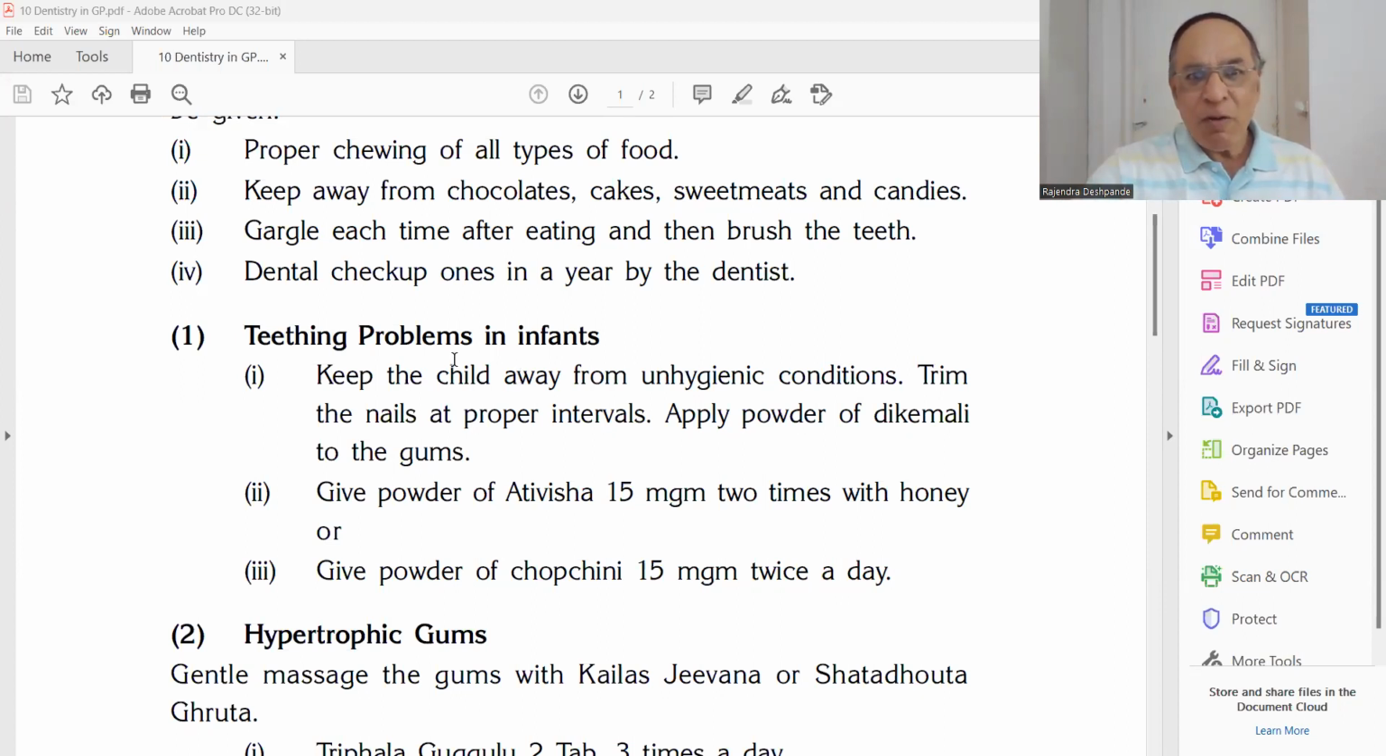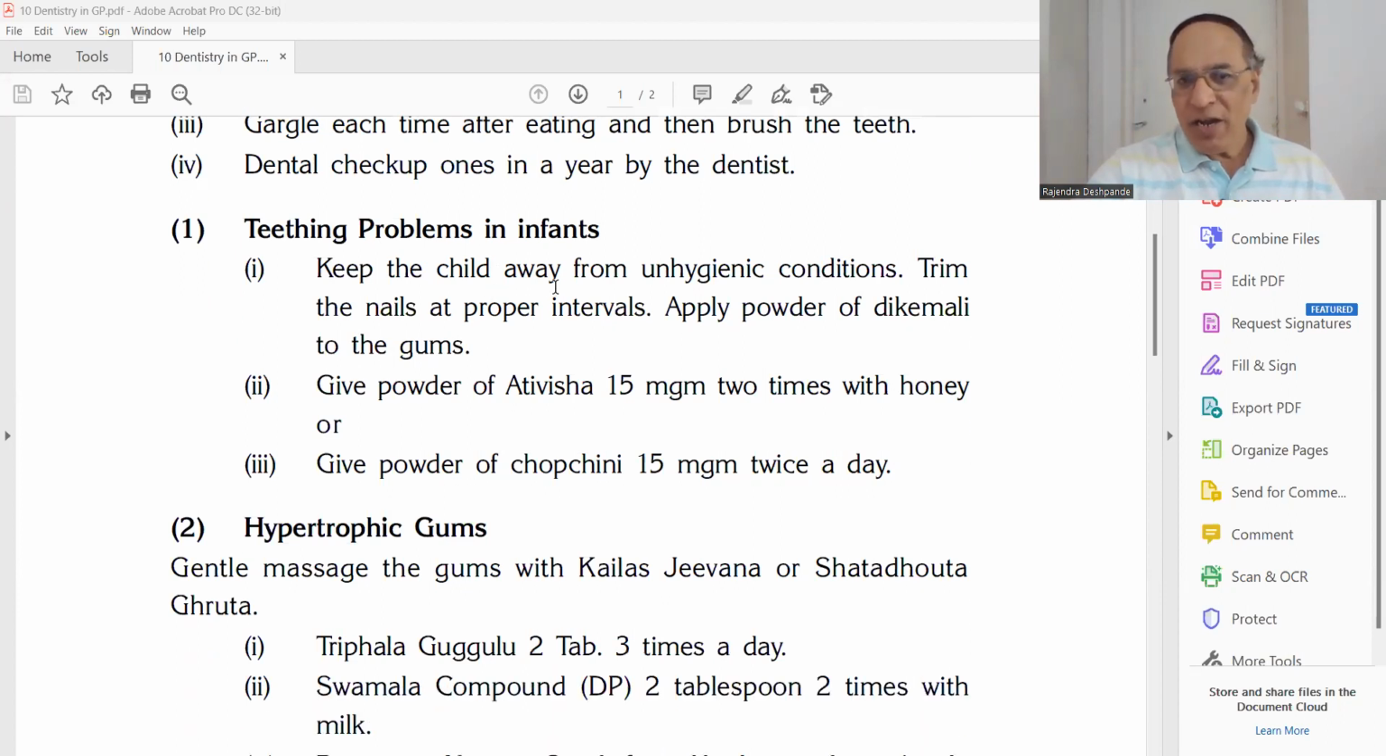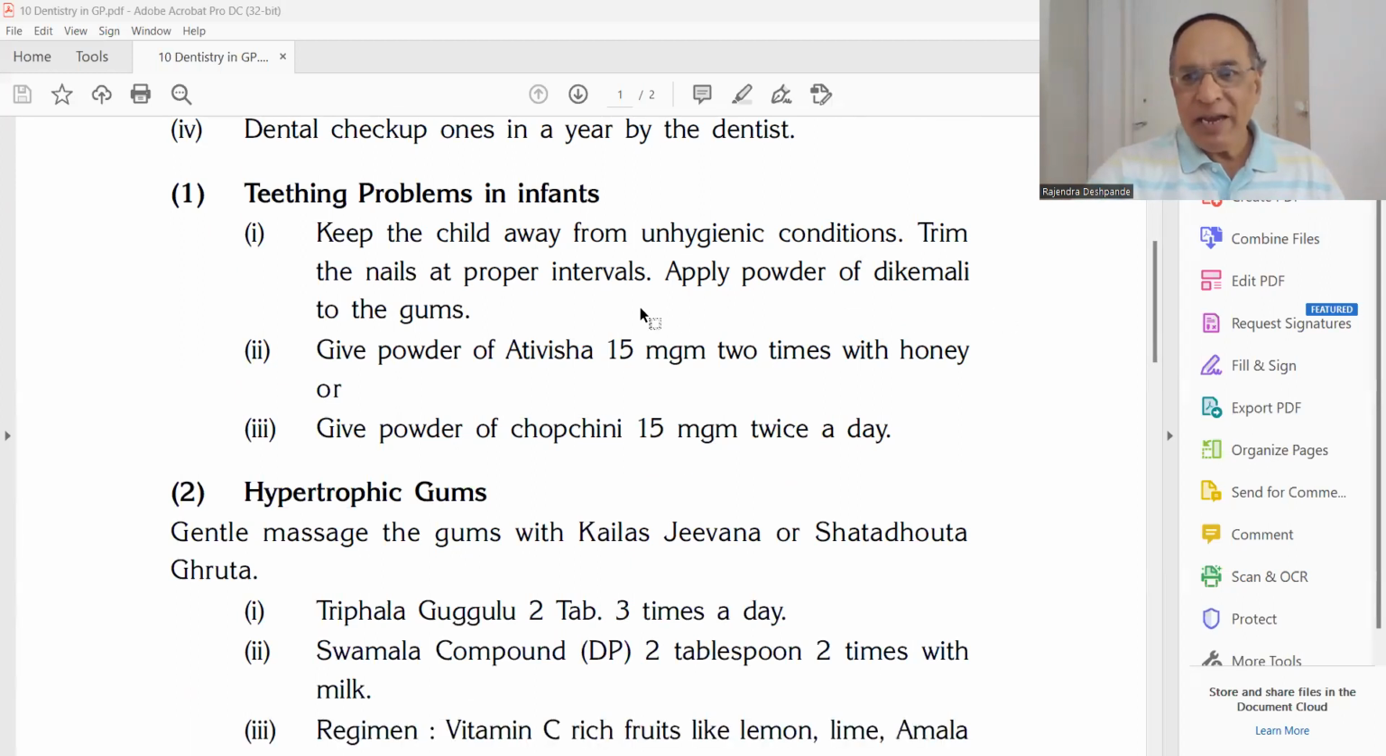Teething problem in infants: keep the child away from unhygienic conditions, and trim the nails at proper intervals. Apply the powder of DK Mali to the gums. This is very bitter, and it reduces the irritation of the gums and is also useful to strengthen your gums.